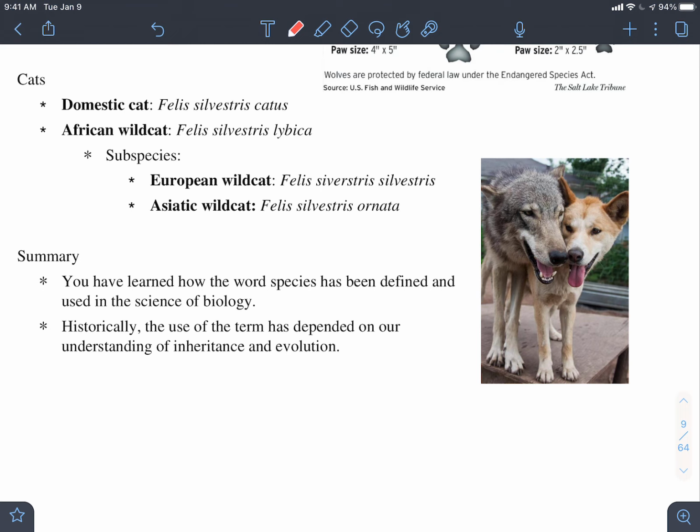So in this section, we talked about the word species, we defined it, we used it in the science of biology, and we talked a little bit about the historical dependence and how we now use this word to talk about inheritance from an inheritance evolution perspective.